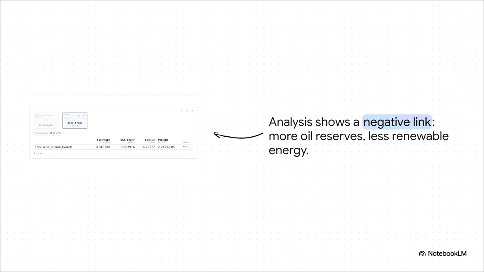We use a statistical model to test the relationship, and the results are right here. Now, don't worry about all the numbers. Just focus on the one I've highlighted, the estimate. That negative number, that's our golden insight. It's telling us that for every increase in a country's oil reserves, the model predicts a corresponding decrease in its renewable energy production. Wow. We just used R to turn a messy spreadsheet into a powerful, data-driven answer.